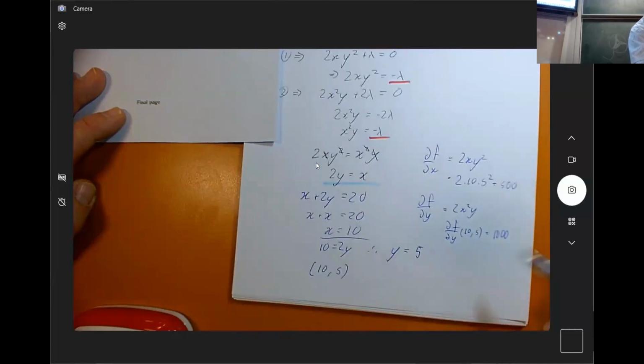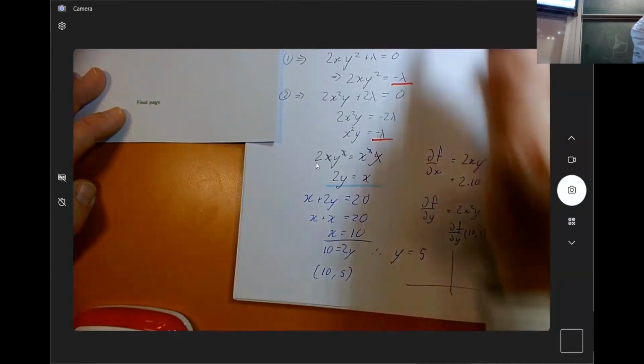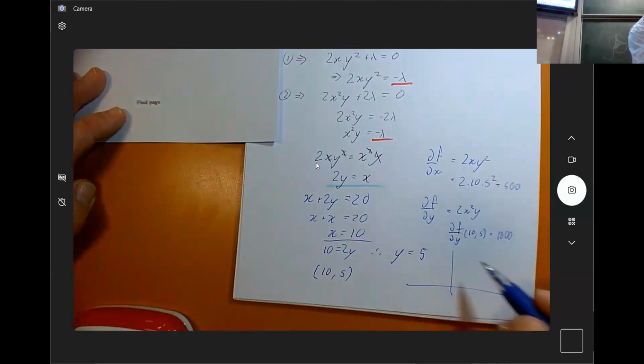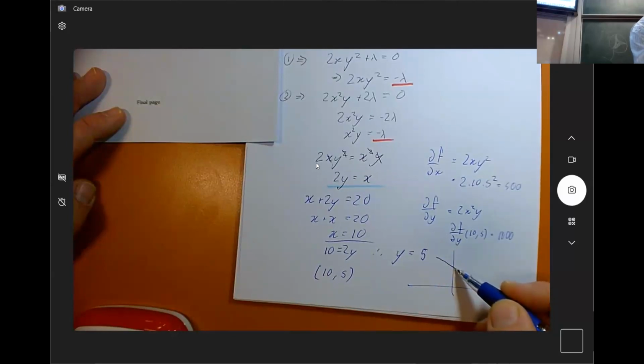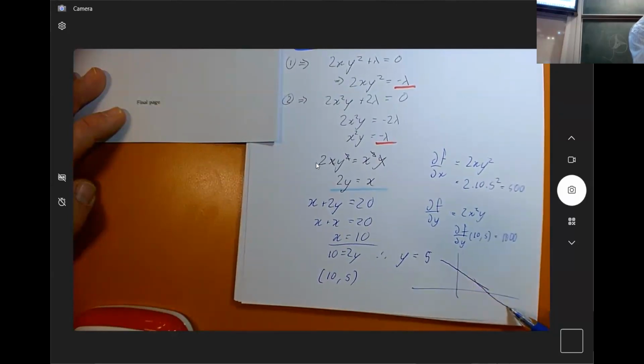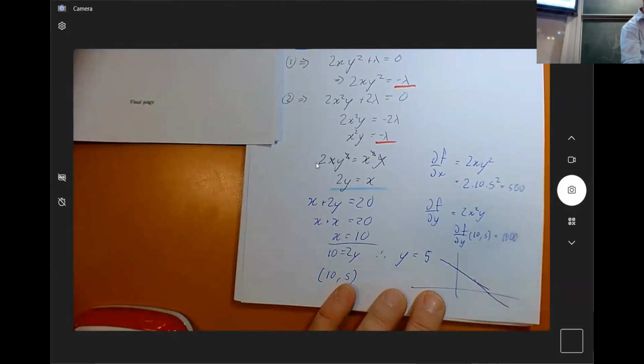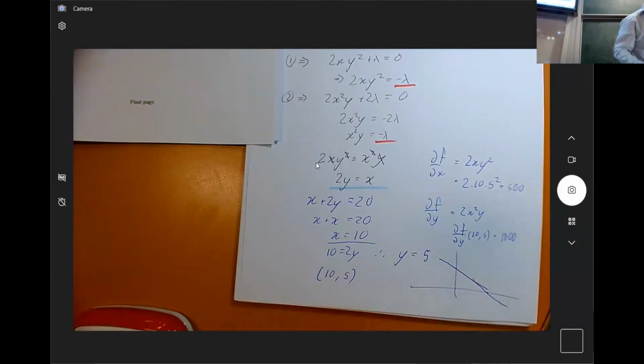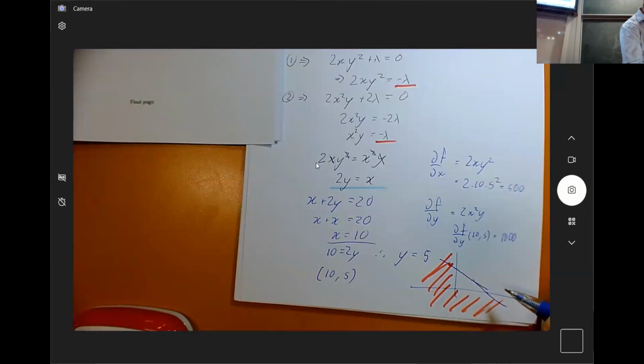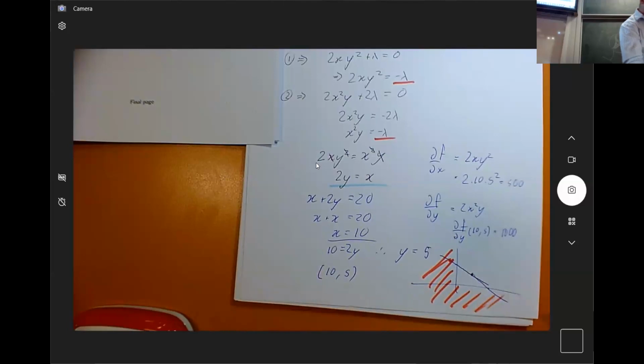I've run out of room here, but if I just draw that constraint, it actually comes down to x is equal to 20, y is equal to 10. So that constraint comes through here. Because this is a utility function, we're only interested in the positive root. So we're not interested in any of this stuff out here, only this point here. And our point 10, 5 would be about here, so it's about halfway along the line. That's where our maximum value is going to occur.